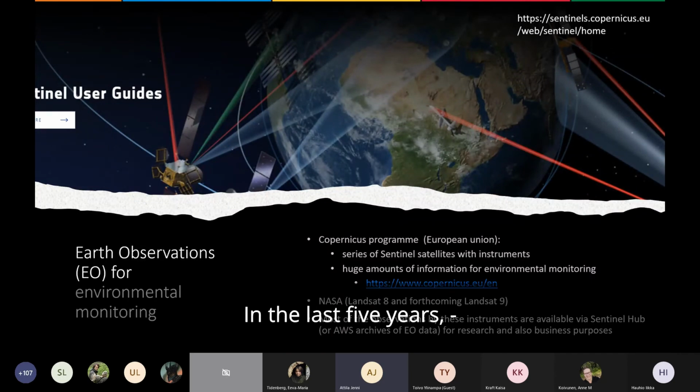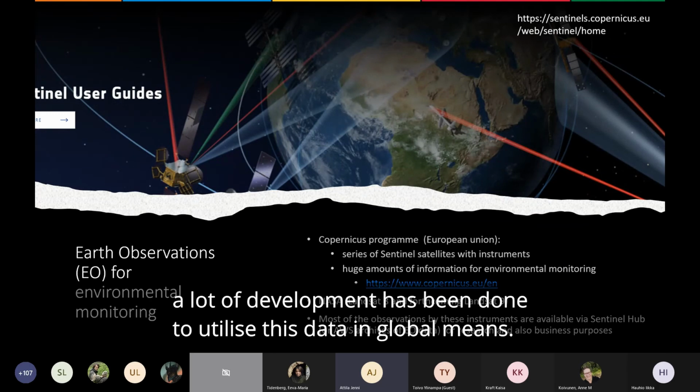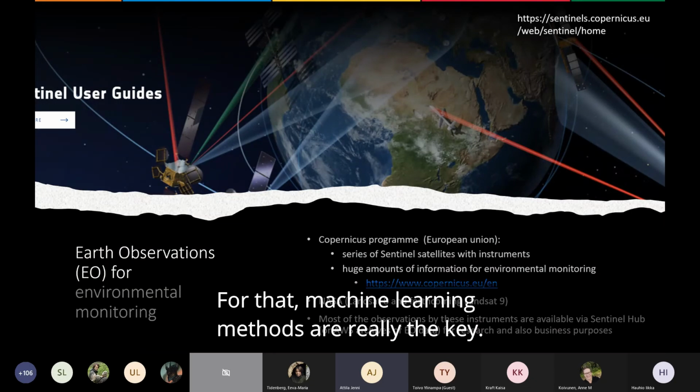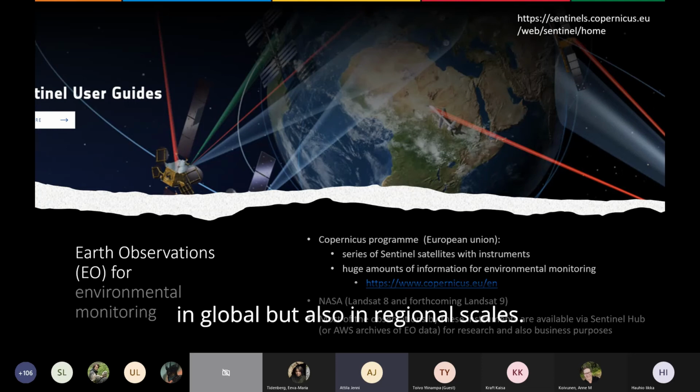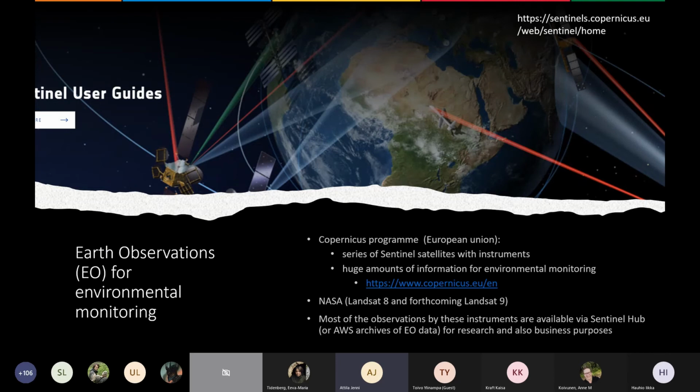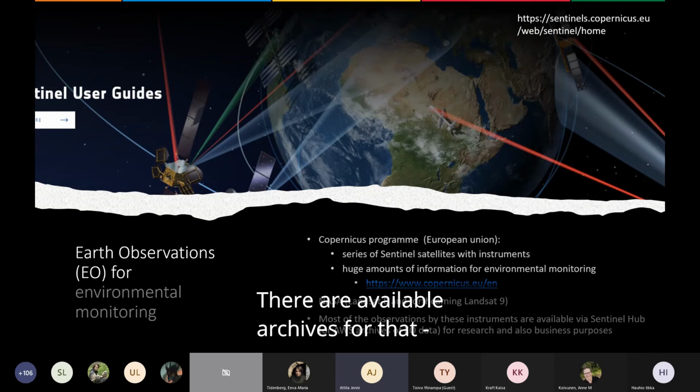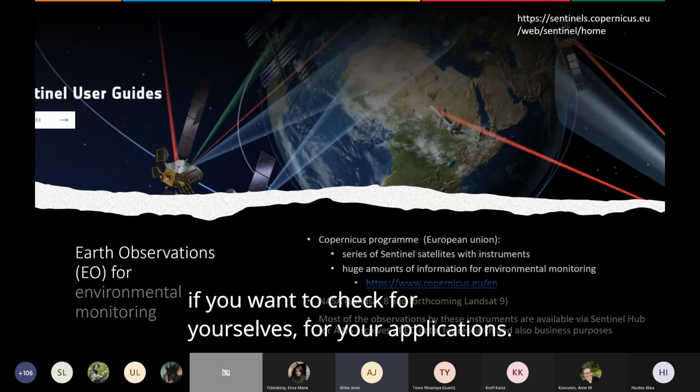And since the past, I'd say, 5 years, a lot of development has been done to utilize this data also in global means. And for that, machine learning methods are really the keywords, how to utilize this huge amount of data in effective ways in global, but also in regional scales. And there are available archives for that if you want to check for yourselves for your applications.